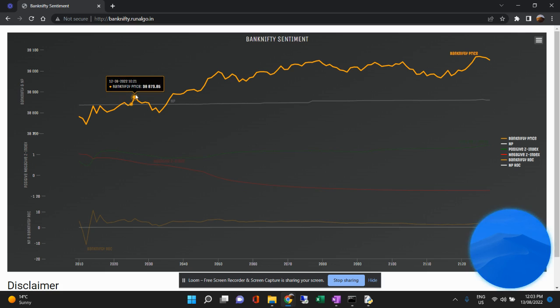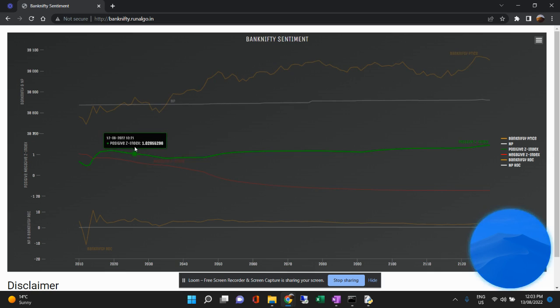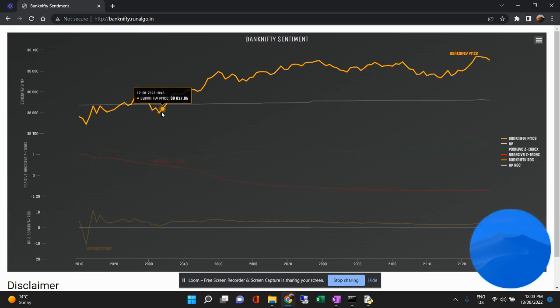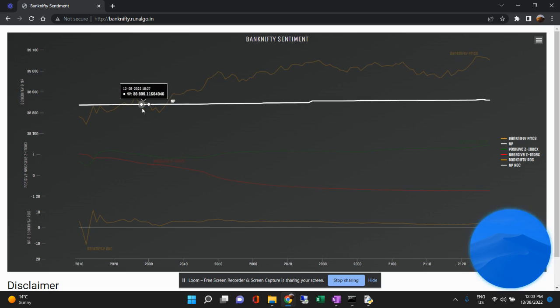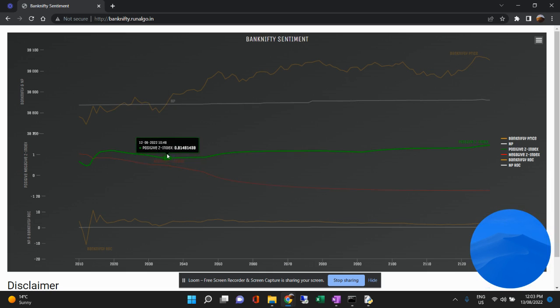before it started to fall from 38,873 at 10:21. Over that time, we can see that the difference between the positive and negative Z index remained the same for a while, so we can conclude that this downward fall was a stop loss hunting move, which is done by the FIIs and DIIs to make the retail public cut off their positions so they can earn more money.